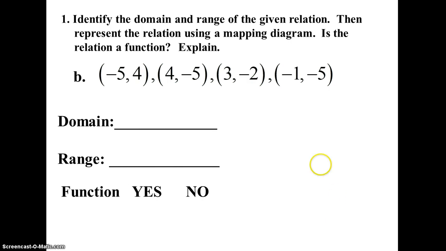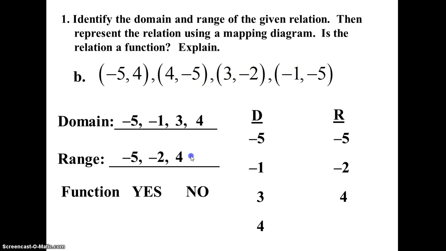For this, we have a domain of -5 and -1 and 3 and 4, and our range here, you can see how we have a -5 twice. We only list it once. And we've got a -2 and we've got a 4. So when we list them like this in our mapping diagram, you can see that we still have a function.